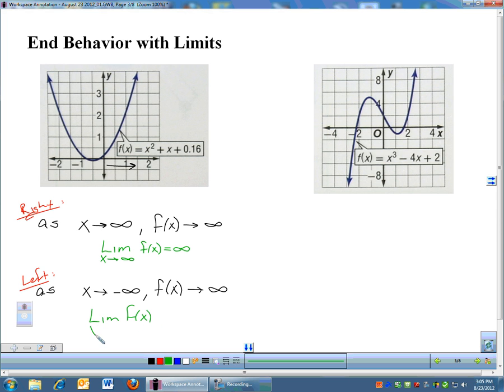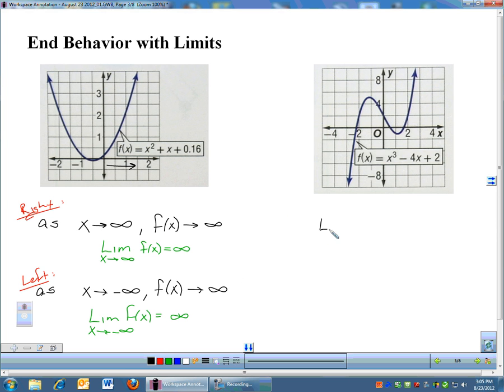What is f of x doing as x goes to the left, as x goes to negative infinity? My function is blowing up. So that's how you would describe it as a limit. These things are called limits, the limit of f of x as x gets really big. Well, my function gets really big. Let's look at this one.